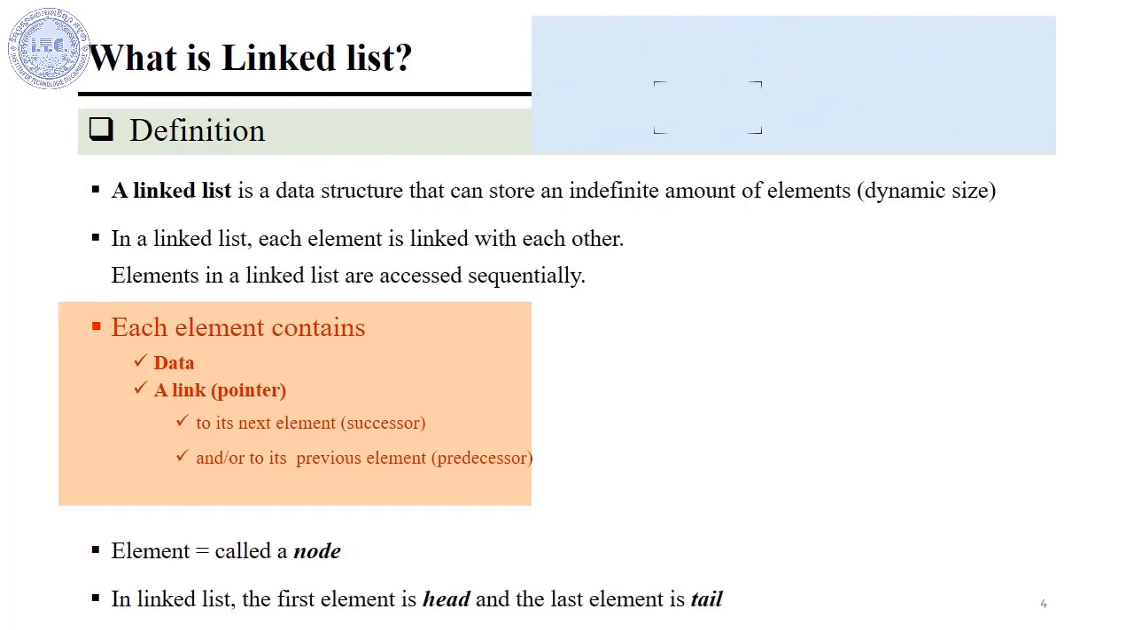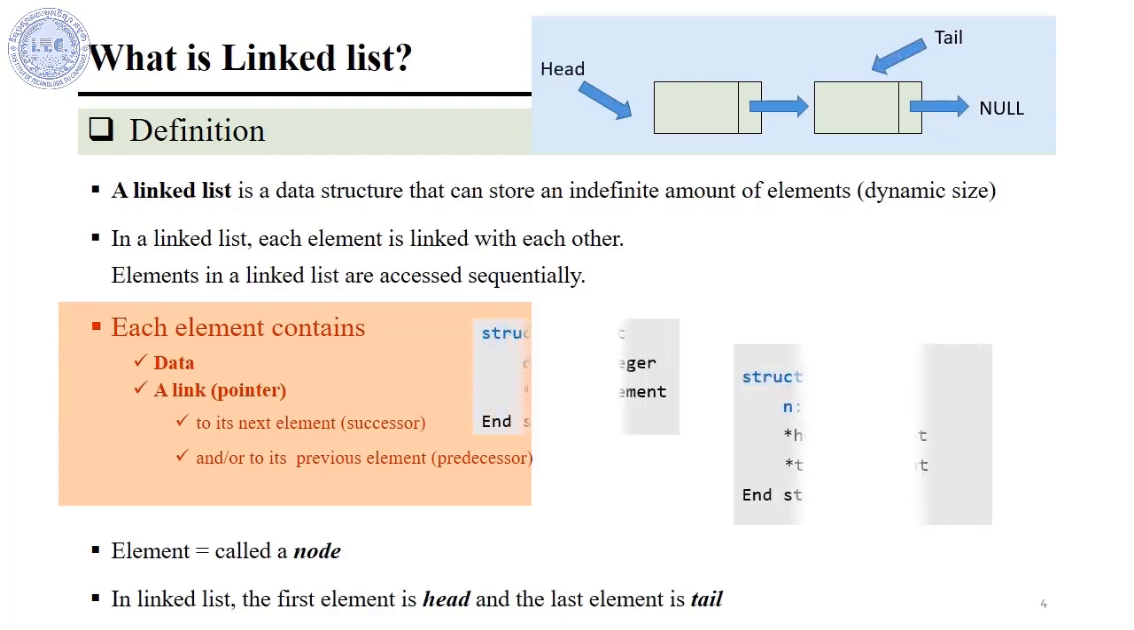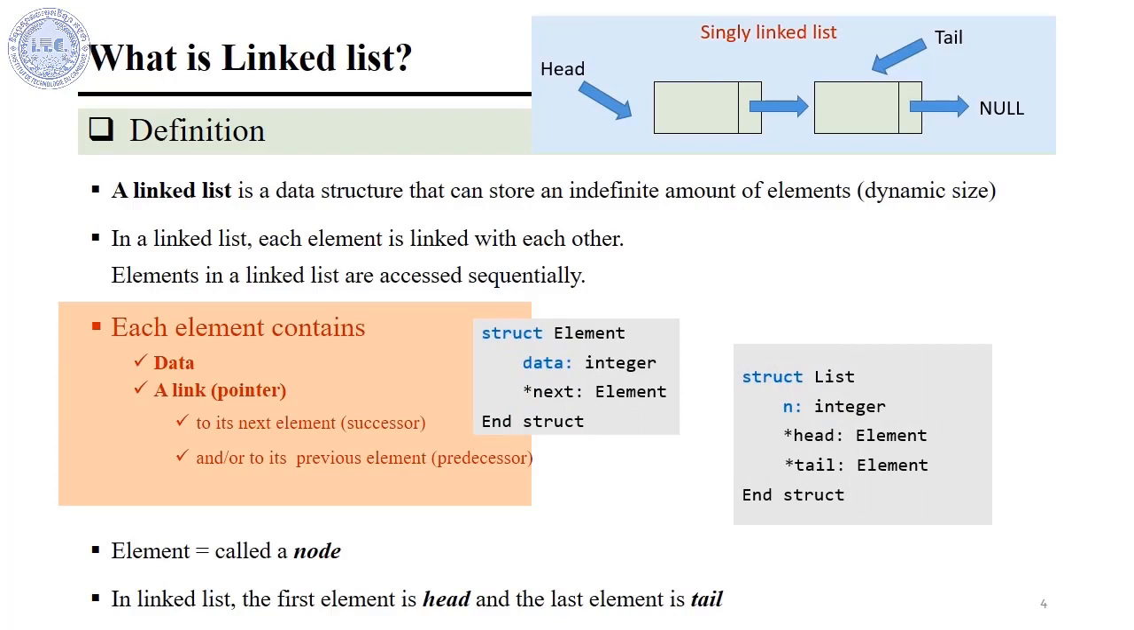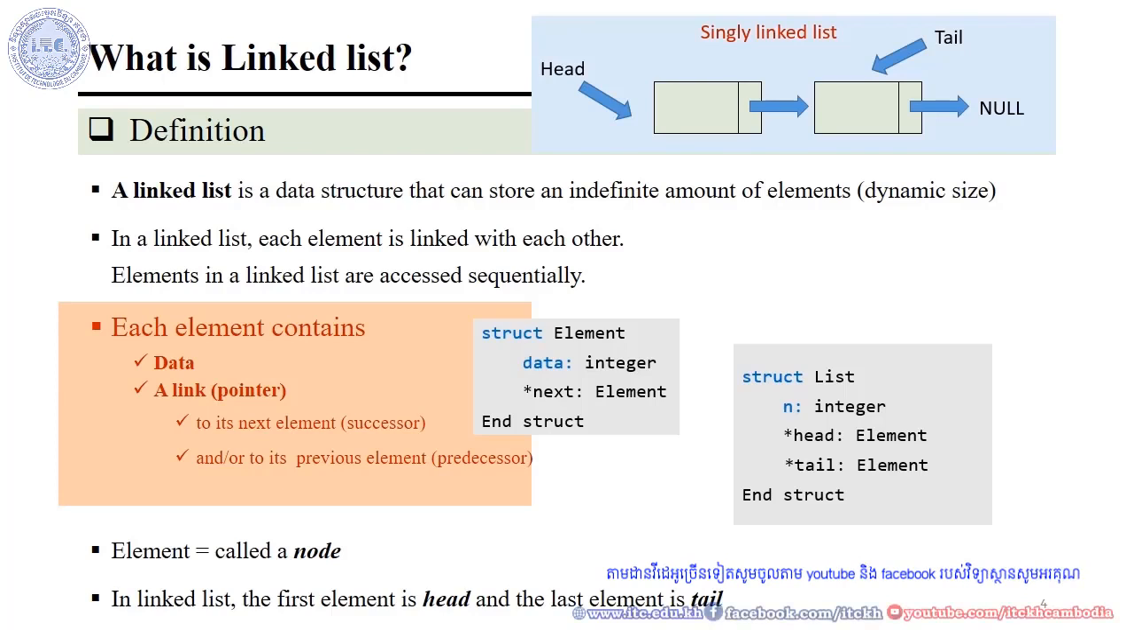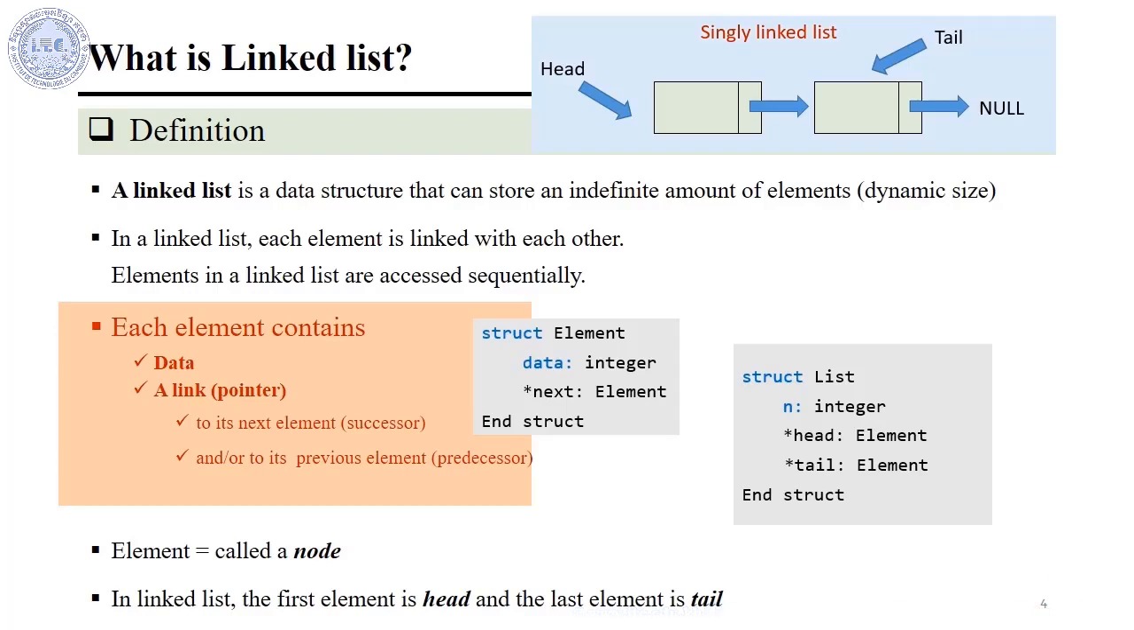So what is linked list? It is a data structure that can store an indefinite amount of elements. The elements here refer to the data that we want to store, the information, and it can store as much data as we want because it uses dynamic memory management. To be noticed, in a linked list, each element is linked with each other with a pointer, and to access linked list elements we need to access them sequentially.